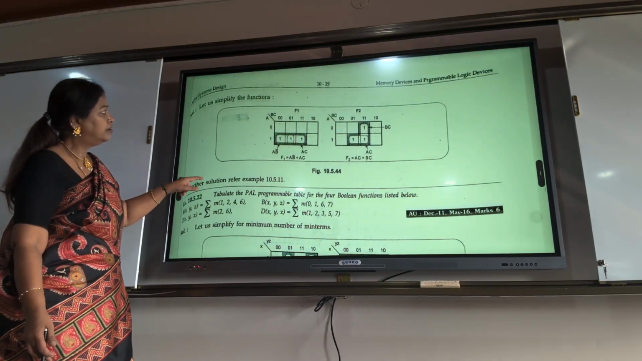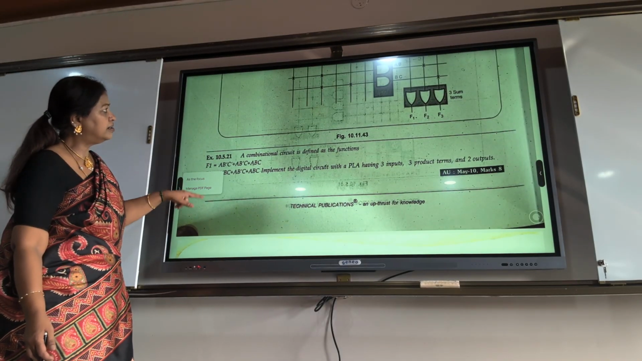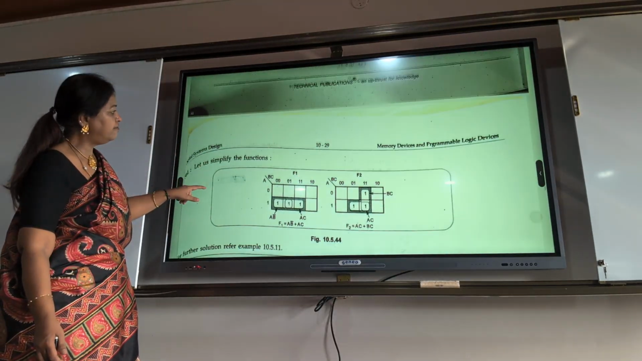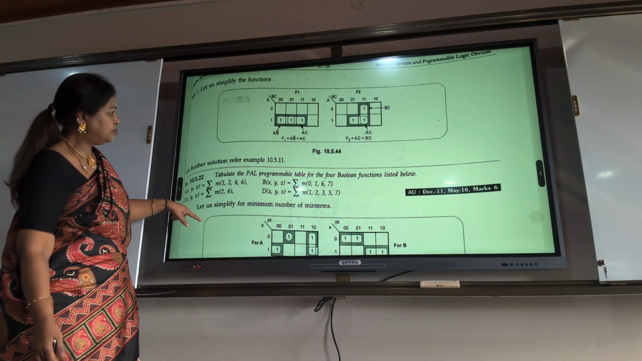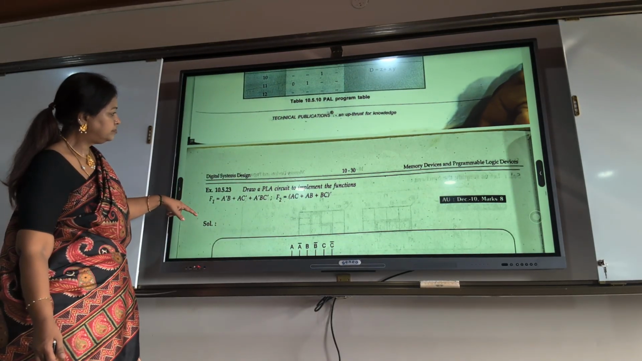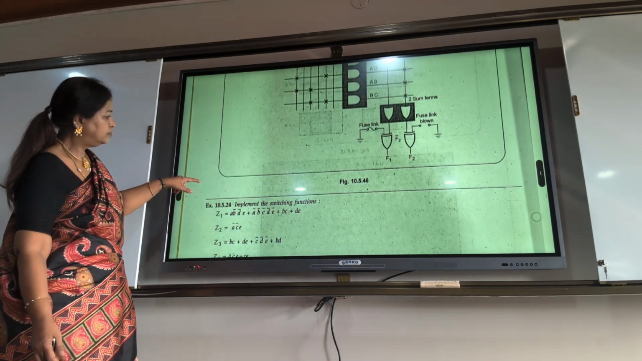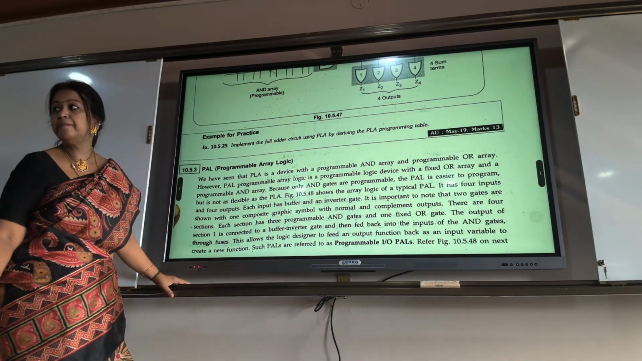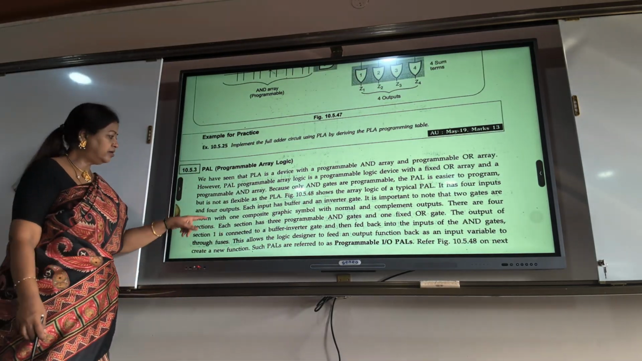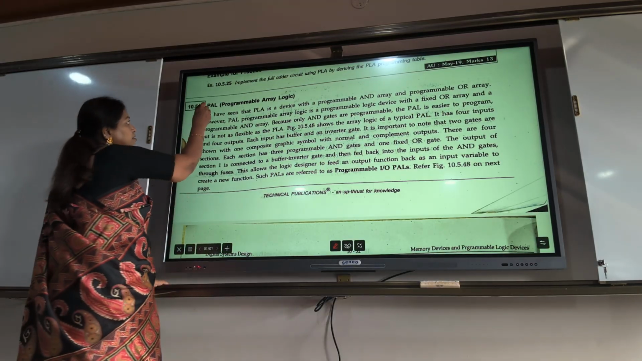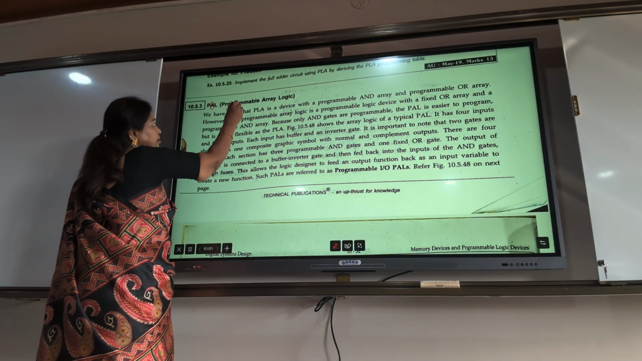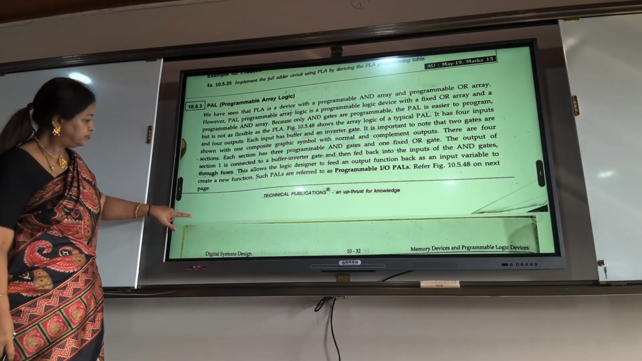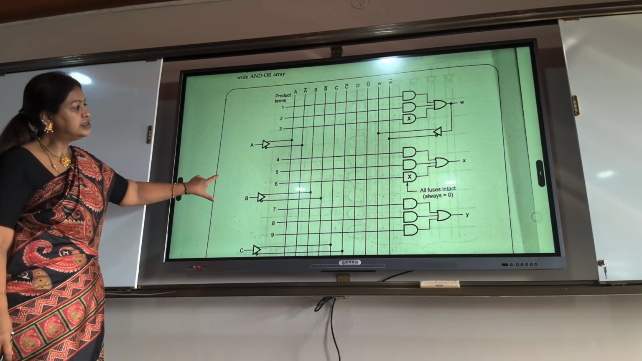Any doubt? Now coming to PAL. Till now we have seen PLA. So now coming to the programmable array logic, where AND is programmable and OR is fixed. So this is how you have to draw it.